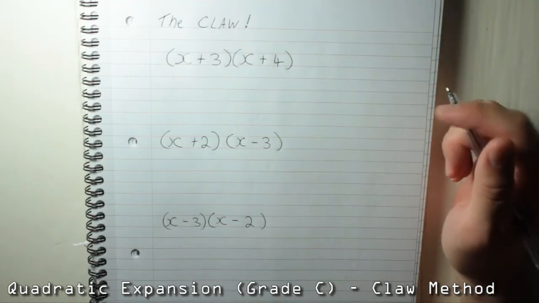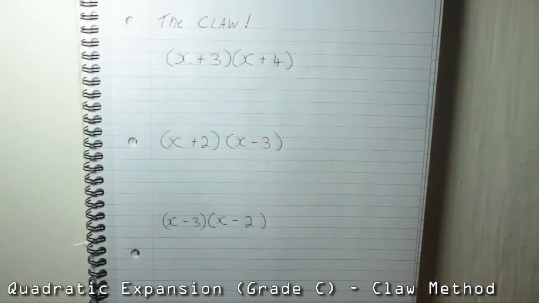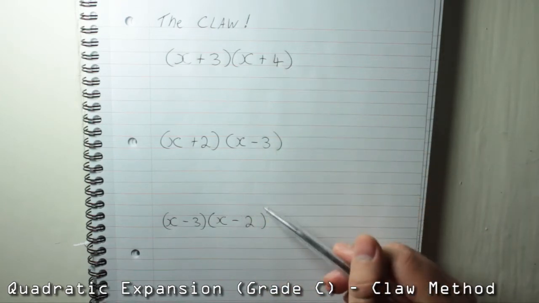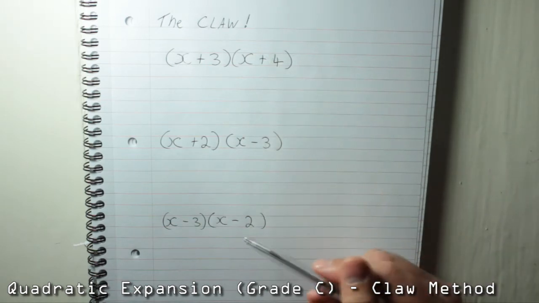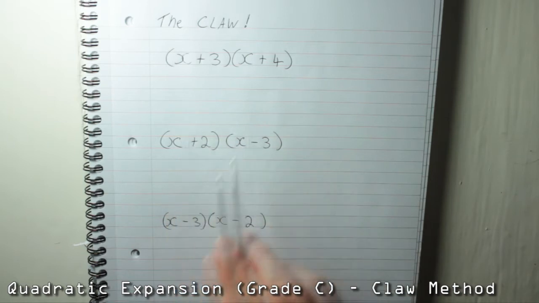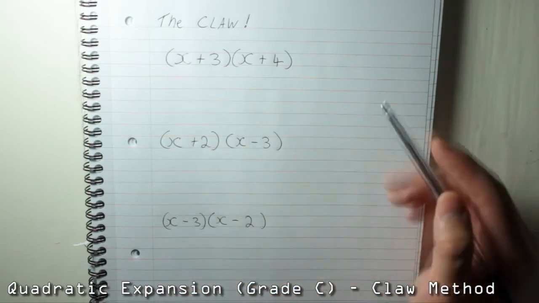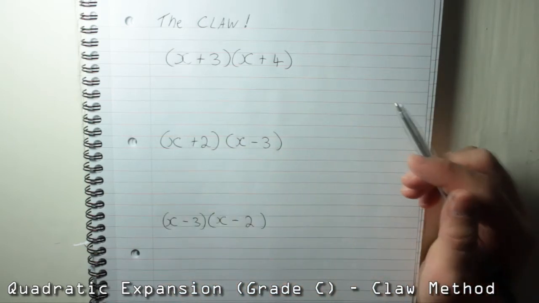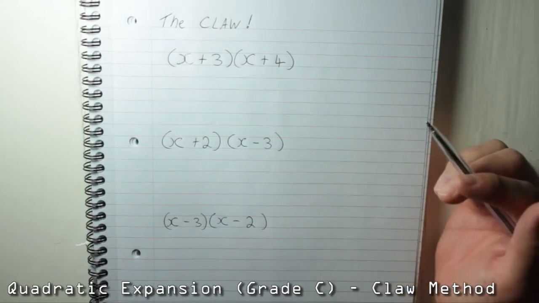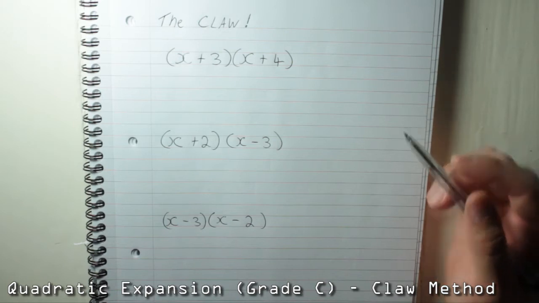So what we're going to do now is we're going to try and expand brackets, and the method we'll be using is the claw method. Here we have 3 questions. These are general C grade GCSE questions. 2 brackets which when expanded will give you a quadratic expression, which means there's going to be an x squared term in it. So what's the claw method?